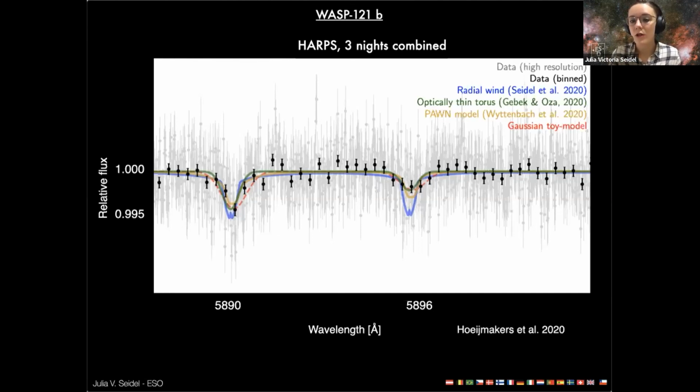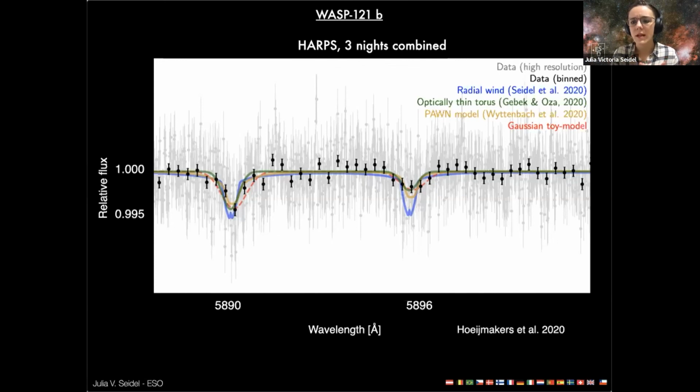And the PAWN model, which tries to explain what we see with solar-driven Parker winds, did a little bit of a better job, but still couldn't really grasp the line shape. The only model that was relatively successful in reproducing what we saw observationally speaking was if we say, okay, the sodium doesn't actually live in the planetary atmosphere. It inhabits an optically thin torus around the equator of the planet, probably from some form of disk structure or from some disintegrating satellite, from Gebek and Oza 2020.